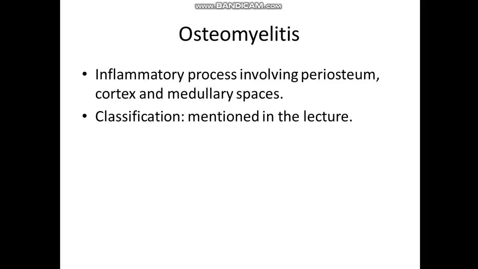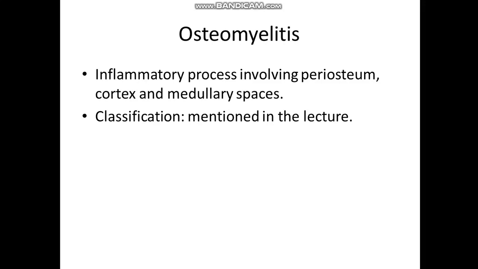Osteomyelitis can be classified into acute osteomyelitis and suppurative osteomyelitis. Suppurative means there is pus formation. So there is acute suppurative osteomyelitis and there is chronic suppurative osteomyelitis. Also, there is another type of osteomyelitis that is not suppurative. That means there is no pus formation, which is usually the chronic type.